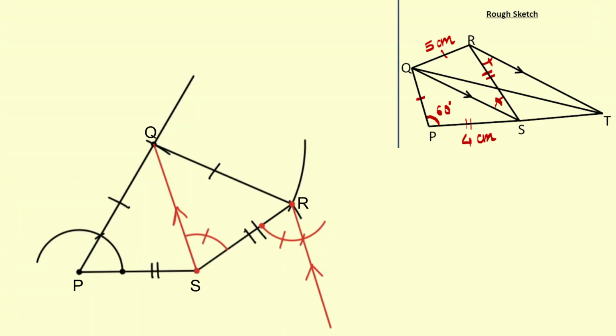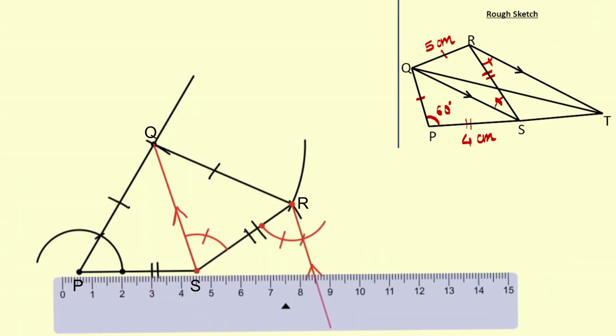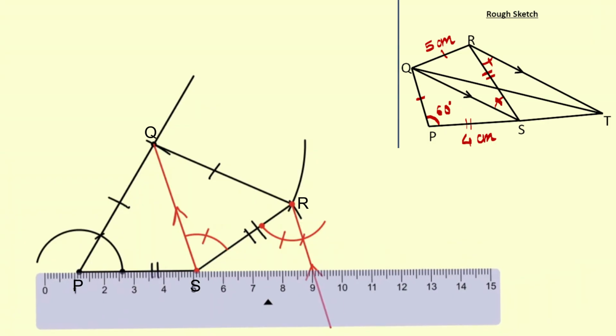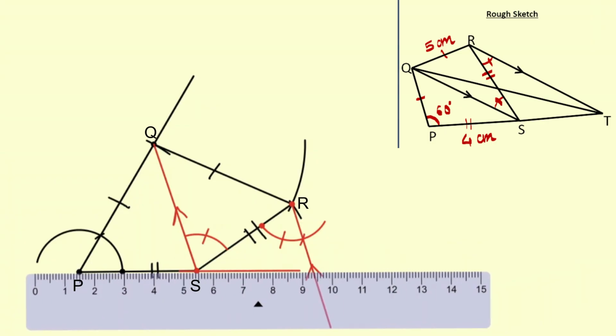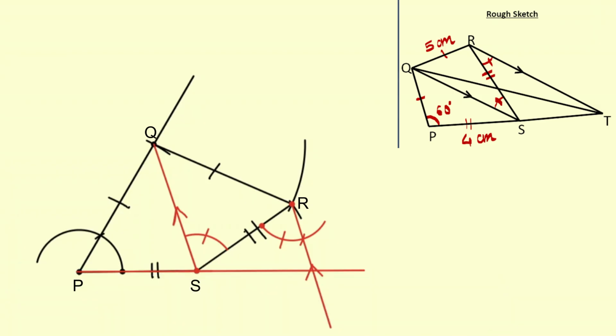Okay. Now I need to produce my line segment PS so that I can find the point T. In order to produce, use the ruler. Okay, from here. Now I can draw, right? If I draw from the beginning, it should exactly overlap. Okay. See? Finally, I got the point T.